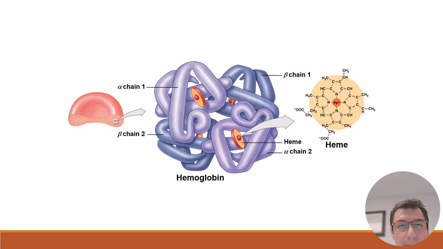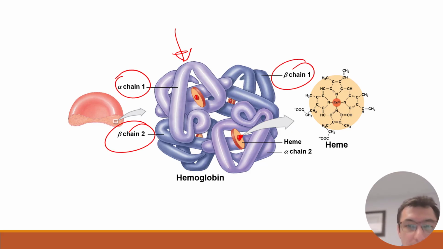Okay, so this is another picture for the oxygen binding to your heme group. These are your alpha chains and your beta chains. These will be adult hemoglobin.